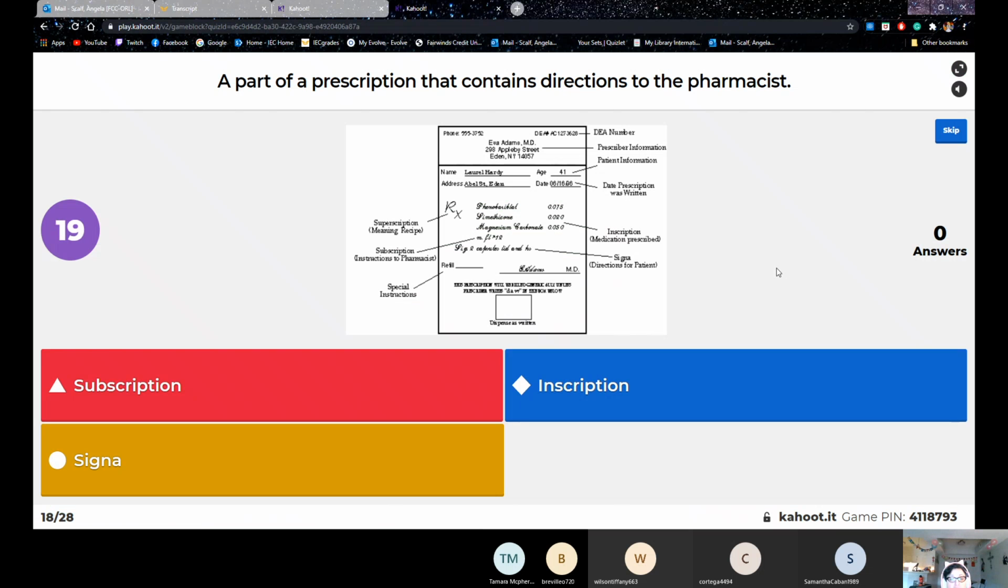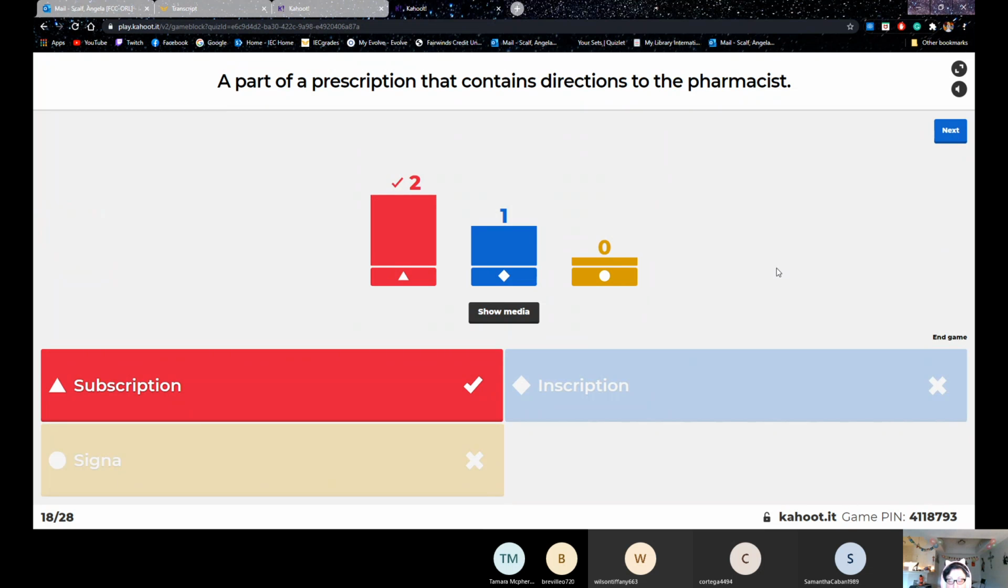Part of the prescription that contains the direction to the pharmacist. Nobody should miss this. Good, that's the subscription. Good.